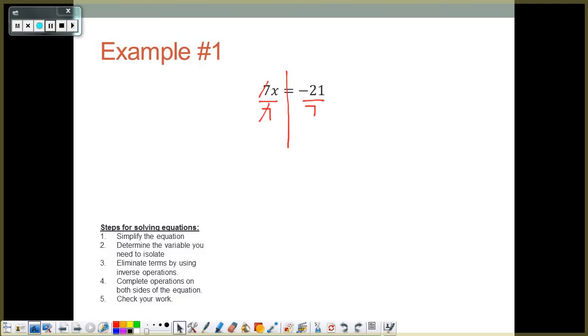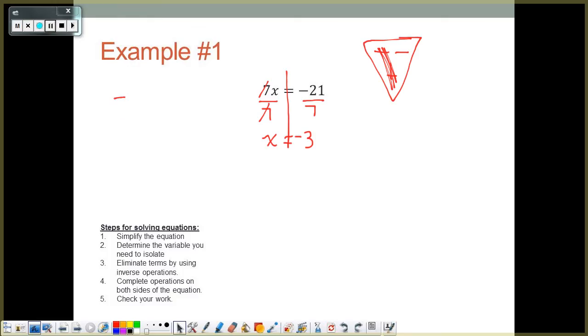My 7s are going to cancel. And negative 21 divided by 7 is 3. And if you use the little mic dude, I have a negative and a positive. Those cancel out, which means my answer has to be negative. So I get x is equal to negative 3.